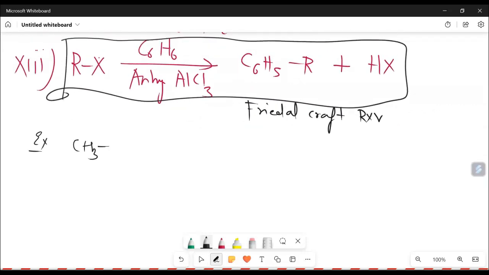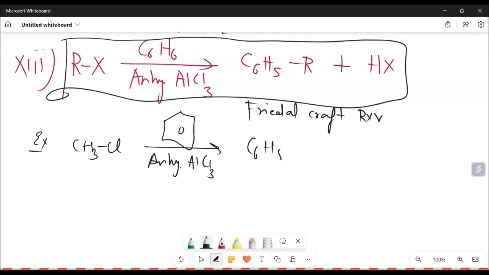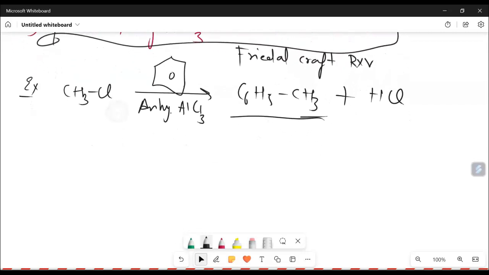Suppose you have CH3Cl in the presence of benzene and anhydrous AlCl3. It will form C6H5CH3, toluene, plus HCl. So this is your toluene. This is your Friedel-Crafts reaction. You can remember that also.